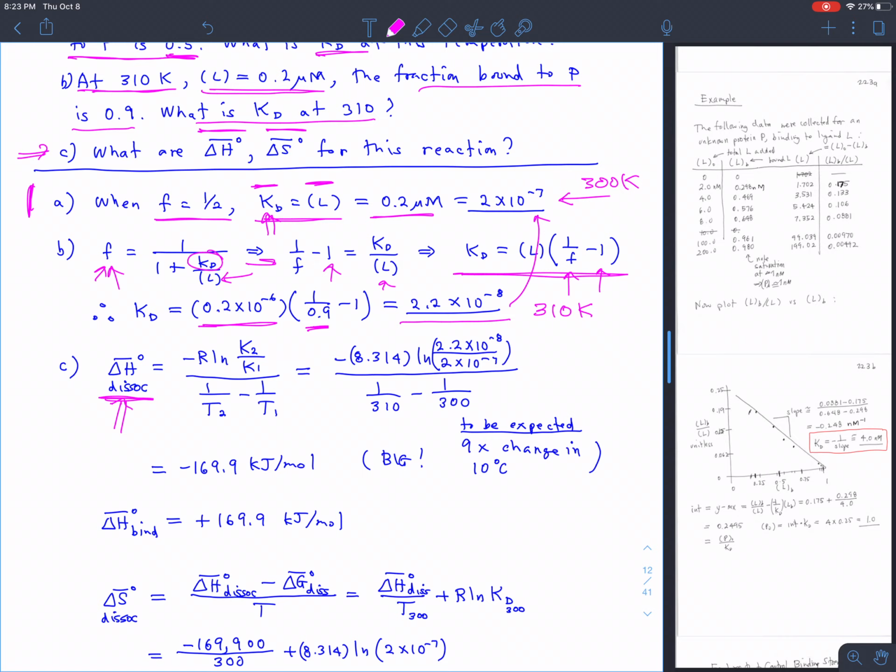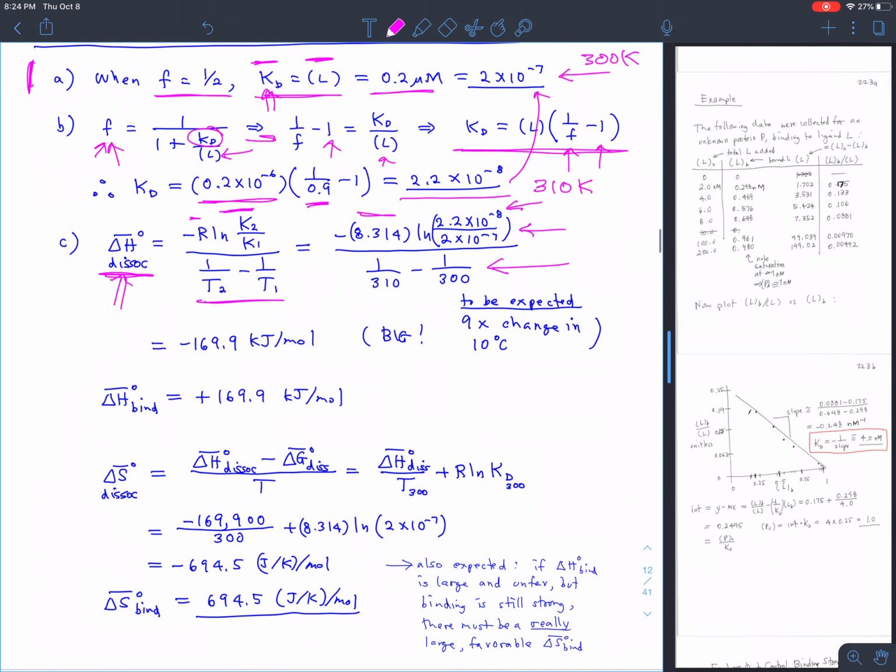values. That's equal to minus R log of the ratio of the 2 Ks divided by the difference between 1 over the temperatures. And that's 8.314 times 2.2 times 10 to the minus 8 over 2 times 10 to the minus 7, 1 over 310 minus 1 over 300. And that gives minus about 170 kilojoules per mole. Notice a negative value of the delta H for dissociation, which means that dissociation is exothermic. That means binding is endothermic.